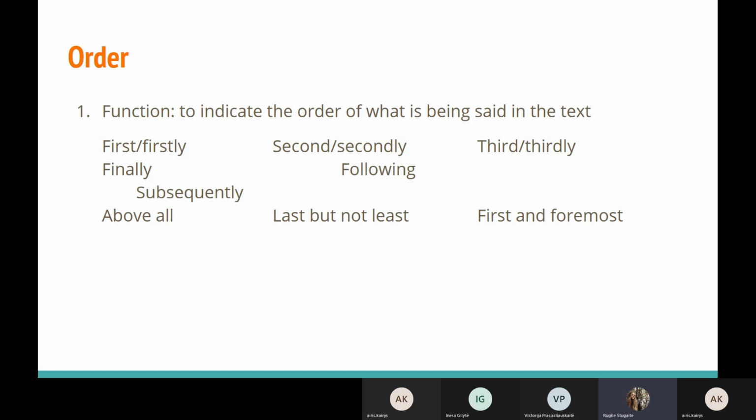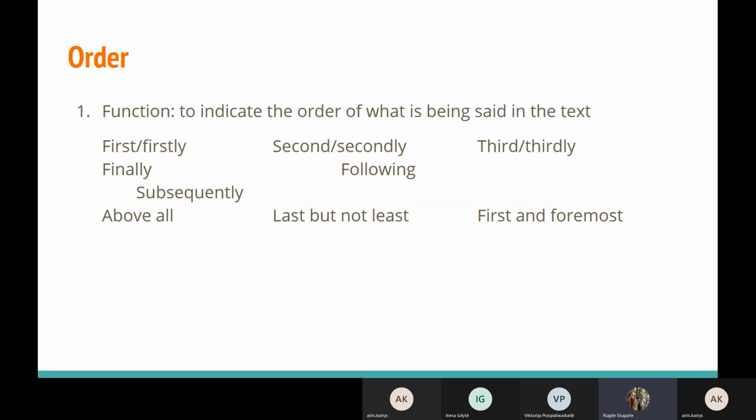And all the linking words are used to indicate the order of what is being said in the text. So as firstly, secondly, thirdly, these are the most popular ones, I believe, and they always keep the text coherent and very clear. So even in my academic writing, I prefer to use these ones for my essays.